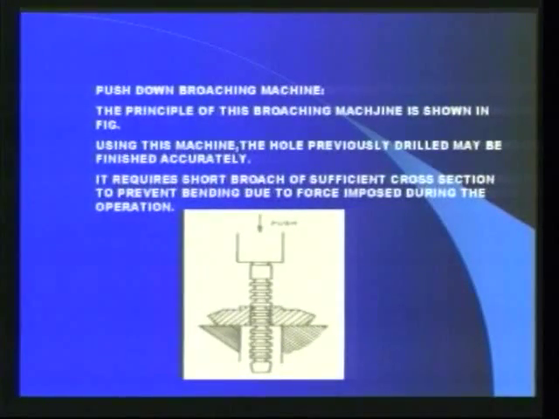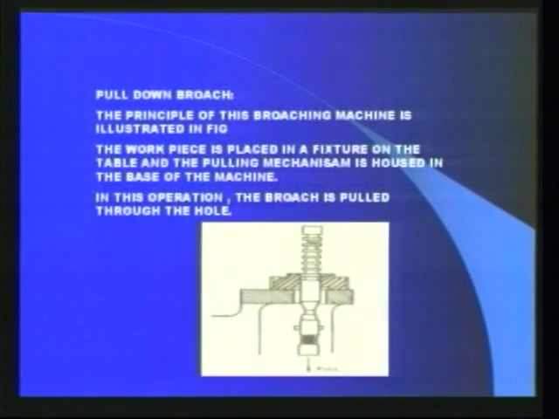The holes previously drilled, punched or cored may be finished accurately. It requires sharp broach of sufficient cross section to prevent bending due to force imposed during the operation. Now we discuss on pull down broaching. Pull down machines are used for internal broaching.